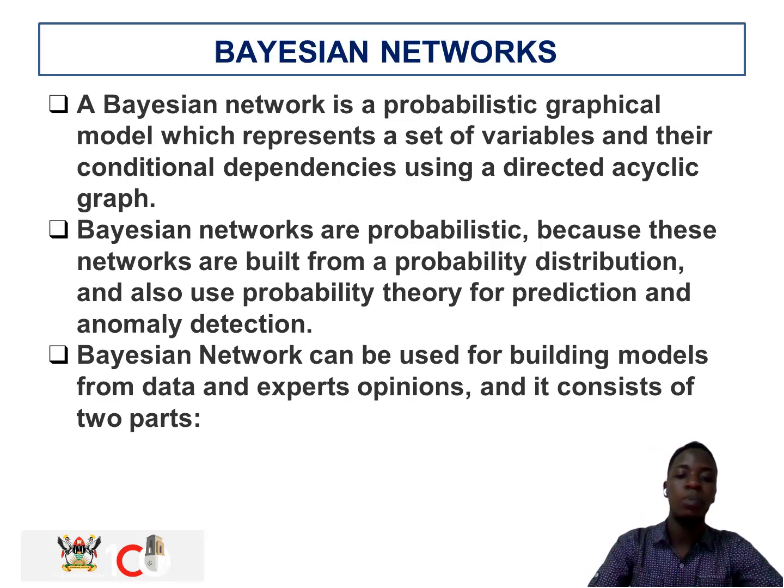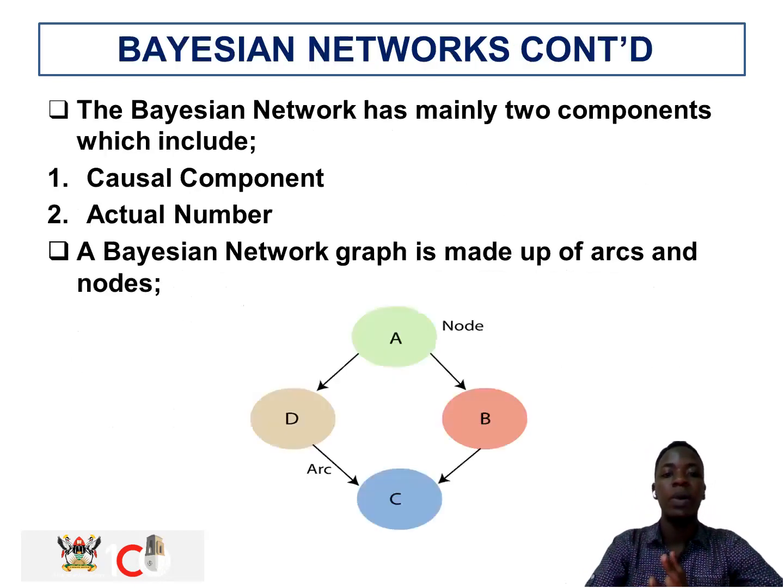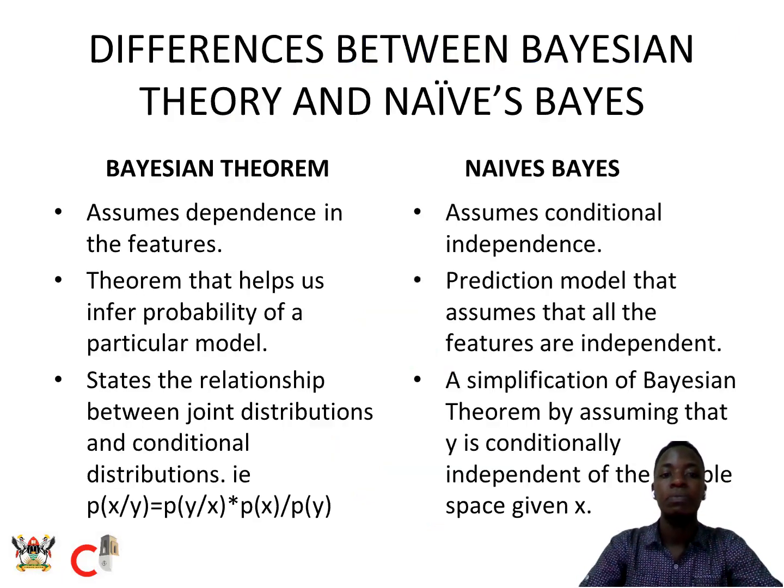It consists of two parts, the causal components and the actual numbers. That is the Bayesian network graph, which consists of nodes. As you can see, the nodes are A, B, C, and then the arcs are the links that join these nodes, and that is the Bayesian network.